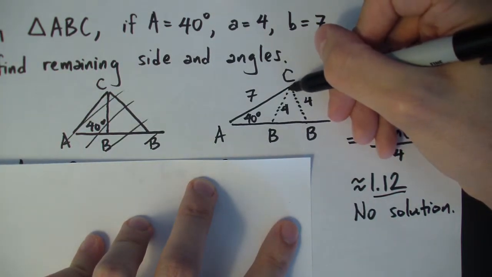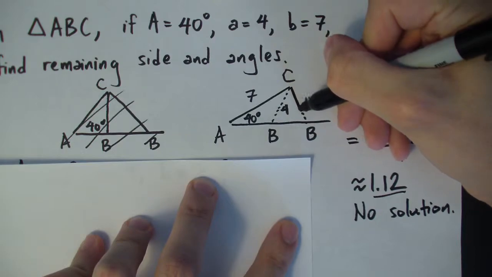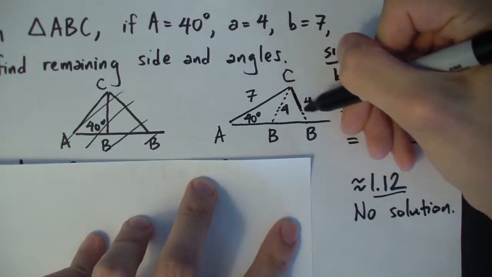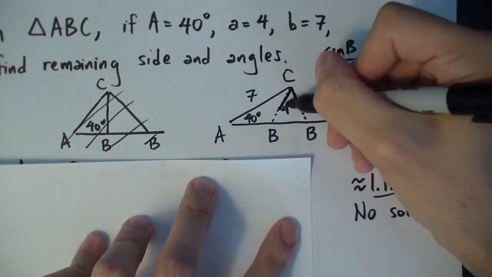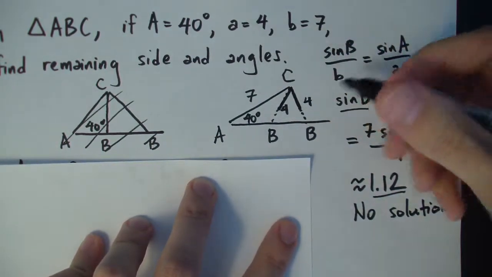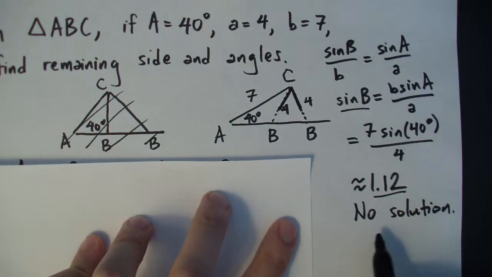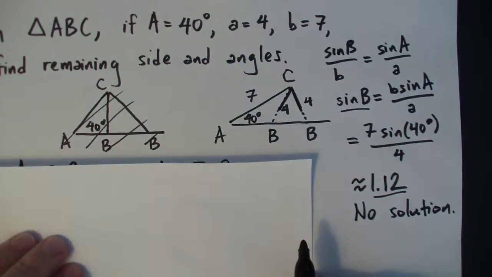And pictorially, what that really meant is that this edge over here, this side of the triangle over here, was too short. There was no way for it to reach down to the other side of the triangle, and so there was no way that we could complete this triangle. It was inconsistent. So that's what happens when there's no solution.